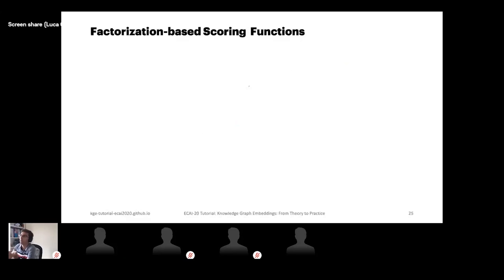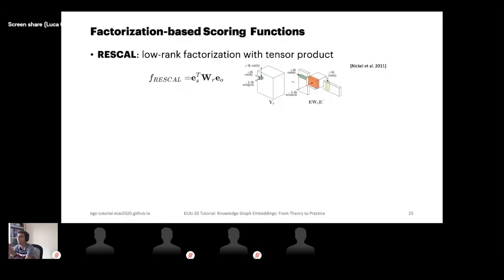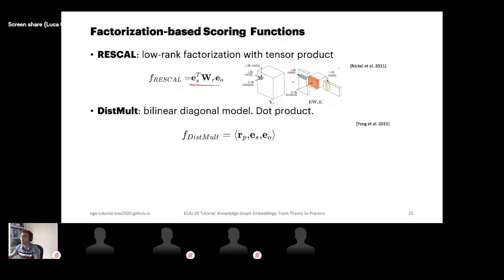But then there are other methods which are based on tensor factorization techniques. One of the earliest is definitely RESCAL, which carries out a low-rank factorization with tensor product. This was one of the early works that bootstrapped the community of knowledge graph embeddings. This one is also very, very popular. It's called DistMult. It's a bilinear diagonal model.